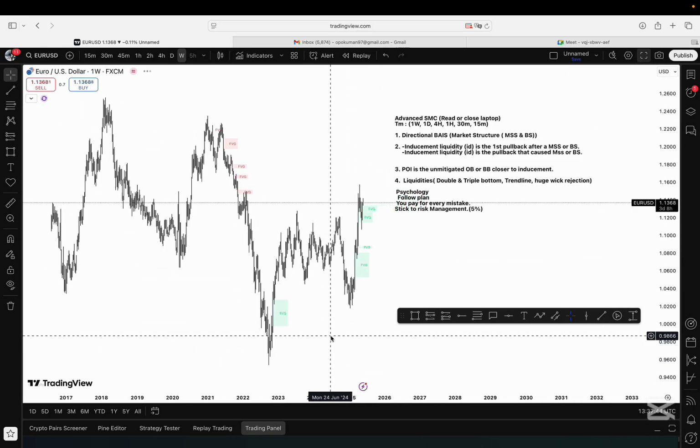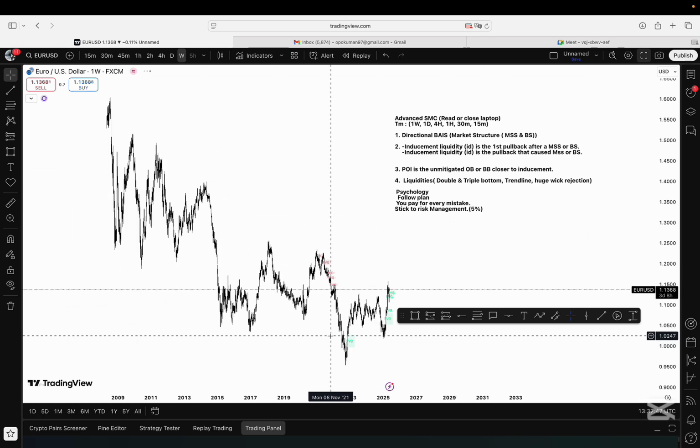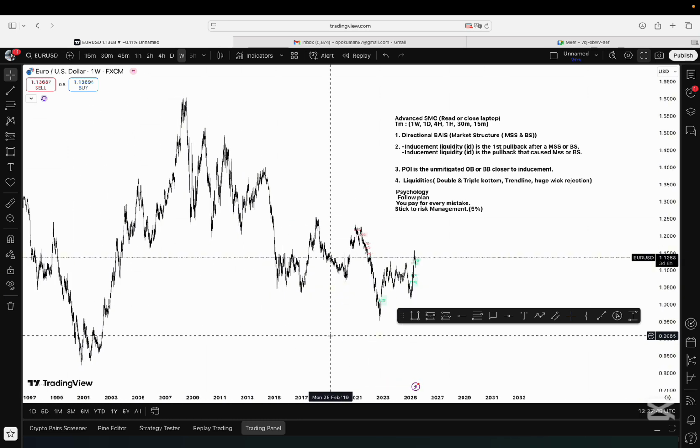First of all, whenever you are analyzing your chart, I prefer you start from the higher time frame, then scale down to the lower time frame. The lowest you can go is the 50 minutes, and the highest time frame you can go is the weekly time frame.